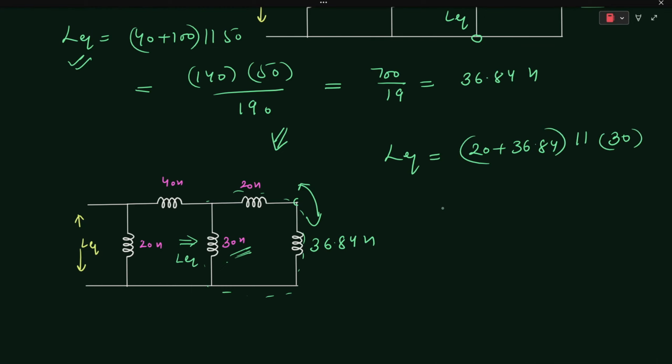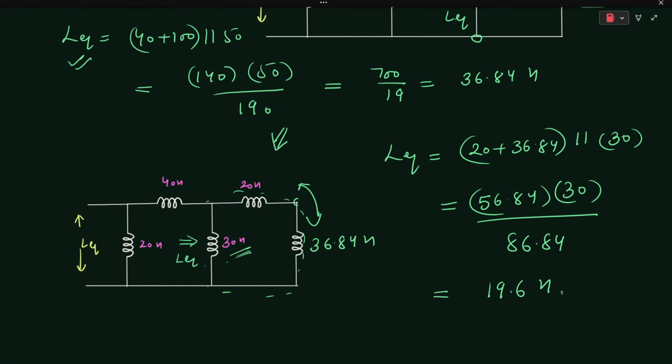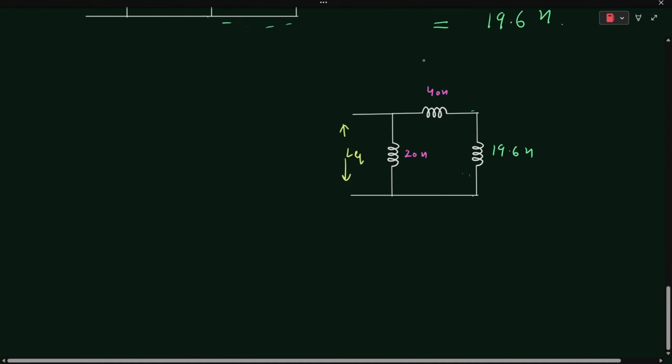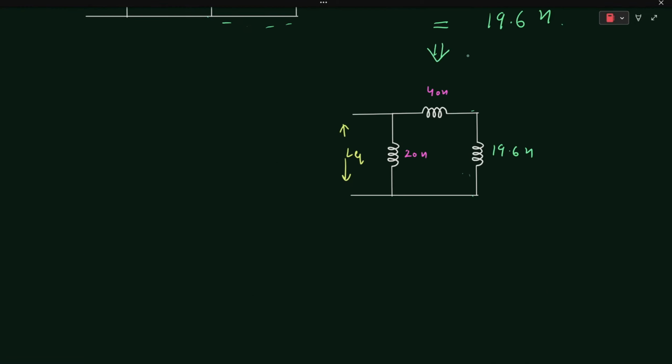That is coming out to be 56.84 into 30 over 86.84, which is 19.6 henries. So this will be your equivalent circuit, after finding the resultant magnitude of the equivalent inductance.